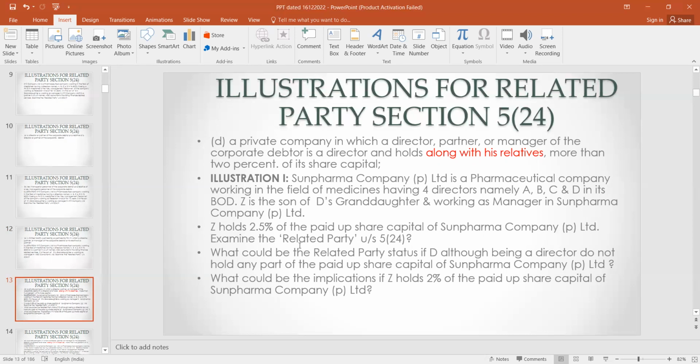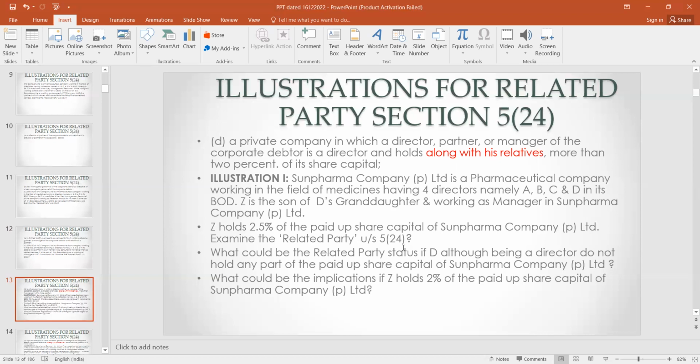So Z holds 2.5% of the paid up share capital of Sun Pharma Company. Examine the related party. So what is the clause for this? For coverage, suppose we want to cover this Z. So Z holds 2.5%. More than 2%, sir. More than 2%. Okay? And it is a private company. In private company, the concept is more than 2% of its share capital. Paid up share capital should be there. In case of public company, it is more than 2% of the paid up capital. So Z is a related party.